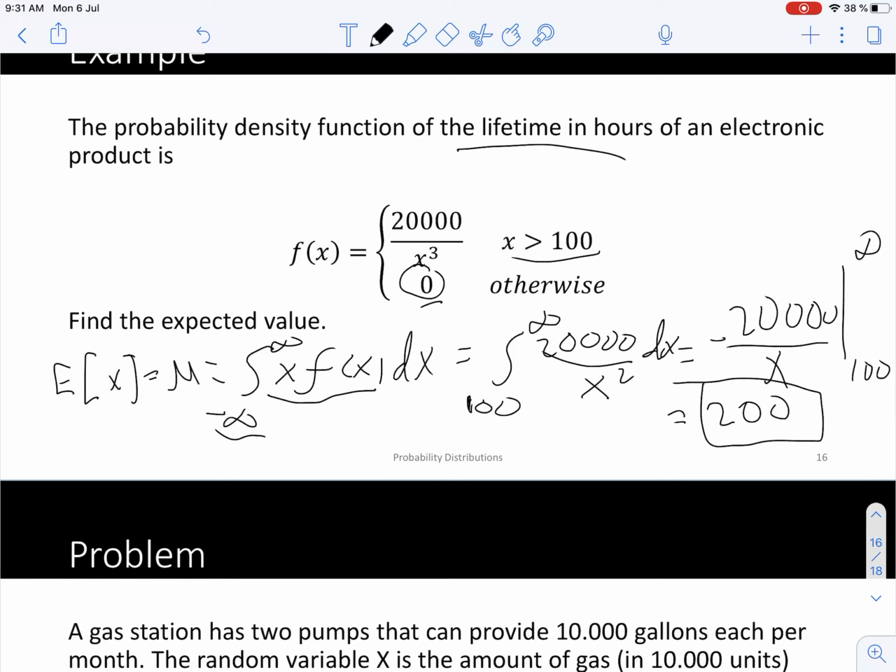200 hours. So what is the meaning of that? That means that if we take the same product, but different units, and we evaluate the lifetime of them, some of them will be above 200. There are some of them that will be even below 200. But when we compute the average, it's going to be close to 200. This is a theoretical value. It's a reference to know where is the central position of most of the values of the random variable that we are discussing.